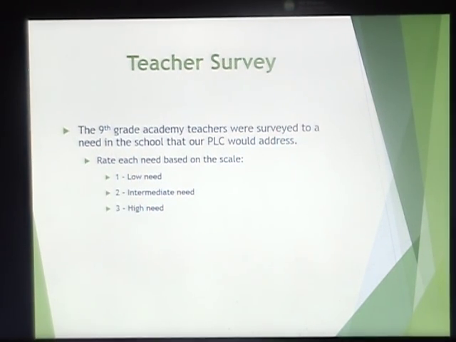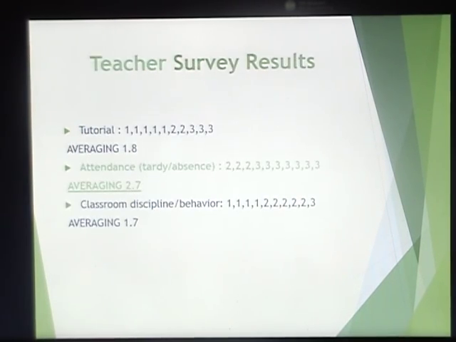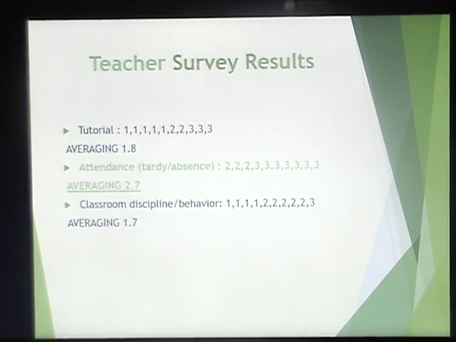As you recall, we had a teacher survey at the beginning of the year, and that teacher survey was given to the ninth grade teachers to address the needs that the PLC would address, where each need was rated based on the scale, 1 being the lowest need, 2 being an intermediate need, and 3 being the highest need. Yeah, I remember. Weren't there only 3 categories? I think I remember those. Yeah, so that's the next slide. So take a look at the next slide, and you'll see.